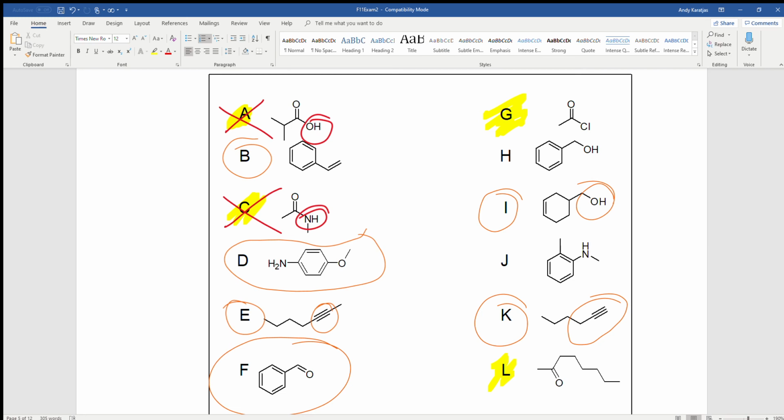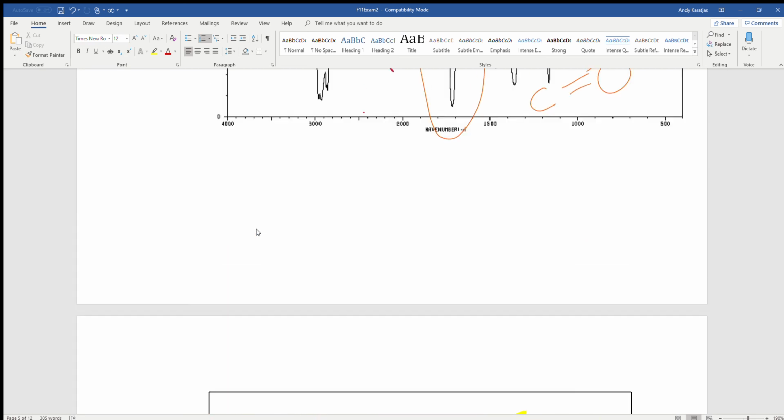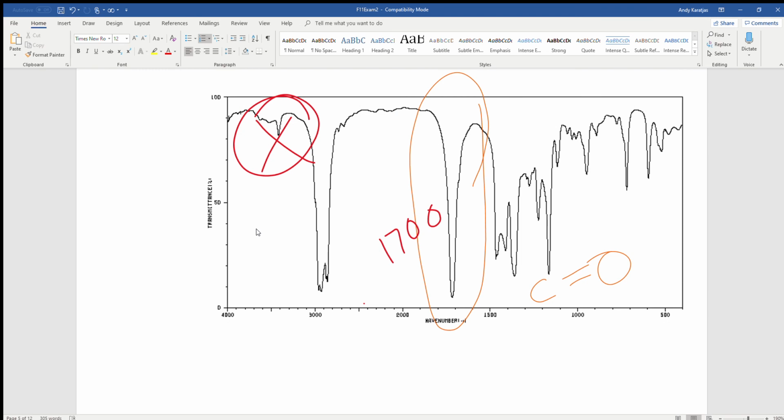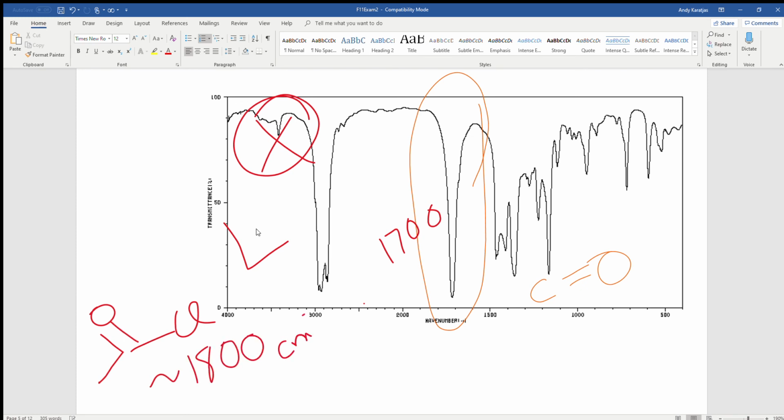Compound G is an acid chloride, compound L is a ketone. Just above 1700 is our typical range for a ketone. Something like an acid chloride, though, which was compound G, is much, much closer to 1800 wave numbers because of the electron withdrawing chlorine group. Given that this peak here is definitely closer to 1700 than to 1800, we can make the logical conclusion that it's not the acid chloride, and it is therefore compound L.